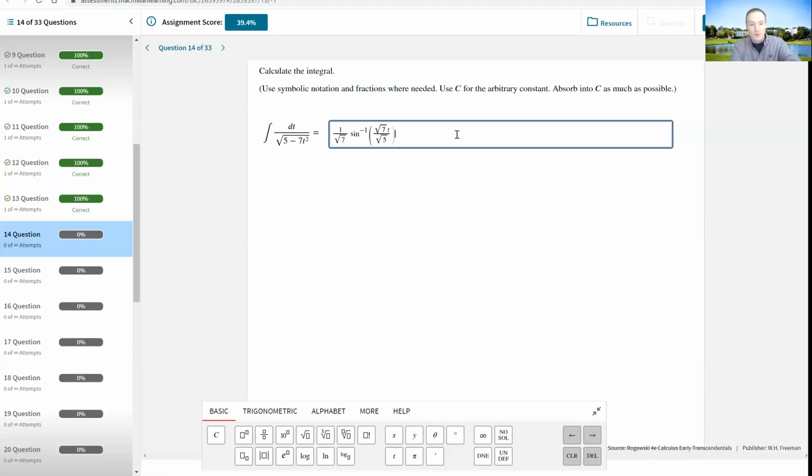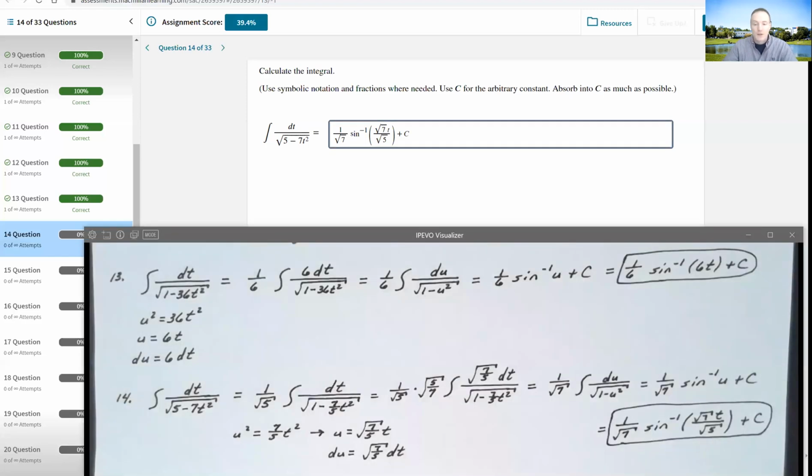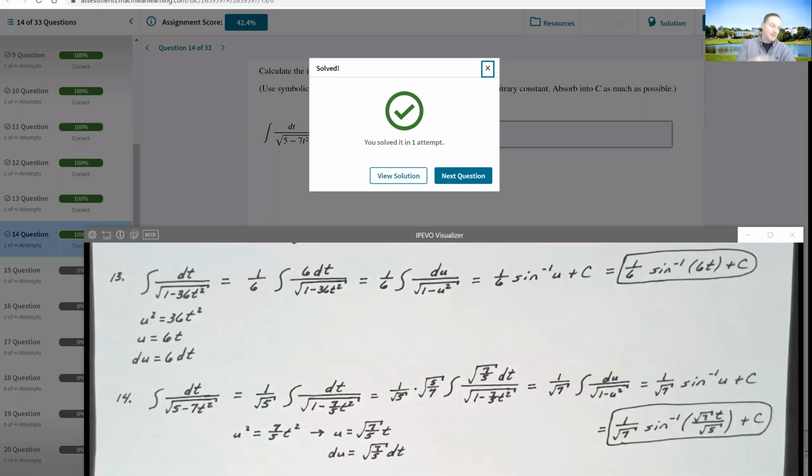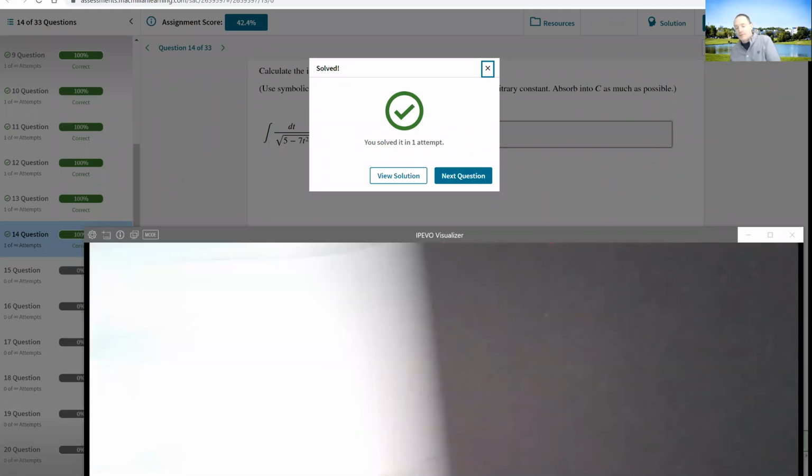This problem's a little bit more difficult to enter in and make sure you get it right. I think I've represented what I have. Let me pull back up my answer and just double check. 1 over the root of 7, inverse sine of the root of 7 times t over the root of 5 plus your constant of integration. Glorious. We'll check that answer, and they like it. Up next here, guys.